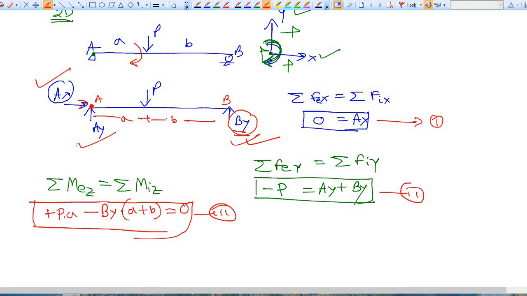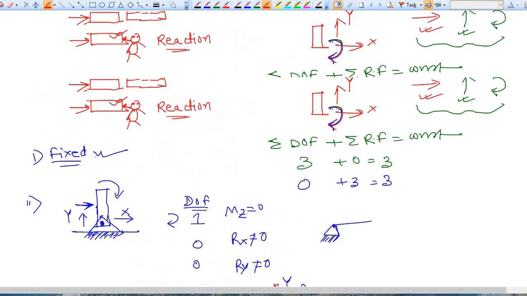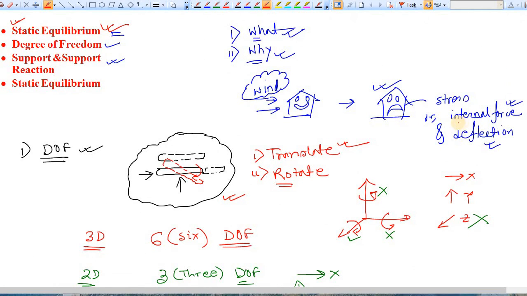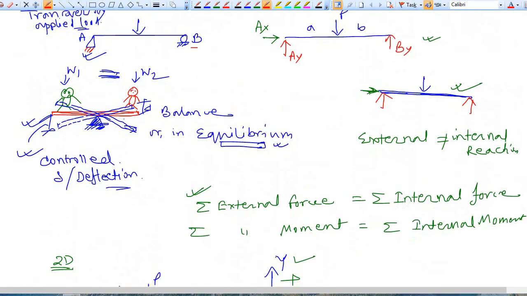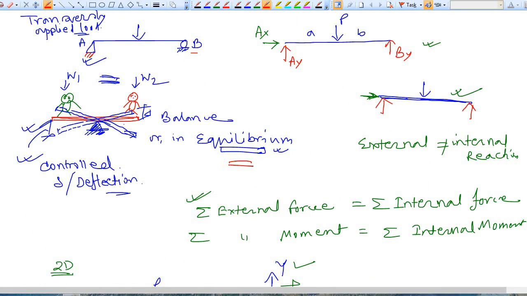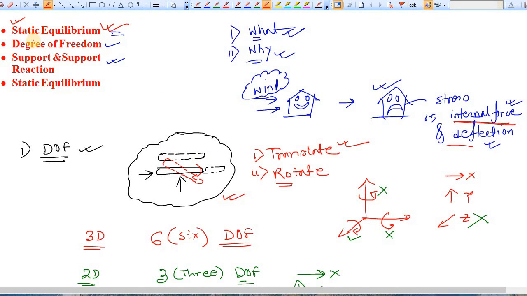Okay, so this is the requirement of a civil engineer, which I discussed at the very first. We need to find the internal forces and deflection. To find these internal forces, we can use these three equations which have come from the concept of equilibrium. Well, that's all for today's lesson. We have covered what degree of freedom is, different types of support, and from that we have derived the condition of static equilibrium.